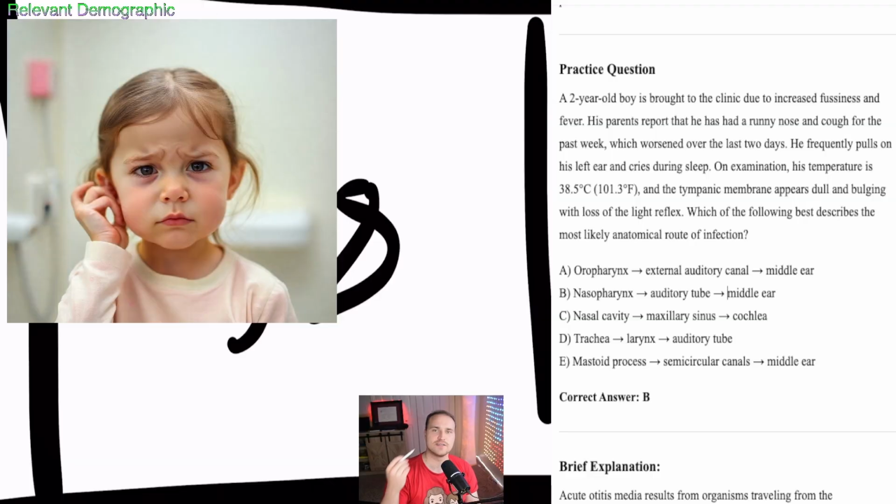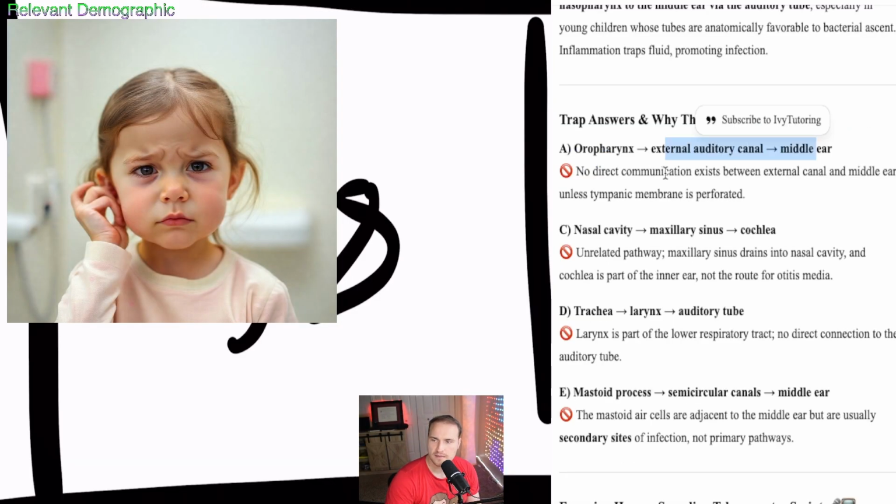It's not the laryngopharynx. The eustachian tube connects to the middle ear, not the inner ear. Oropharynx, there's no communication like that. Nasal is unrelated to the cochlea. Tracheal is part of the lower respiratory tract. There's no direct connection to the eustachian tube. And mastoid is adjacent to the middle ear, but it's a secondary site of infection.